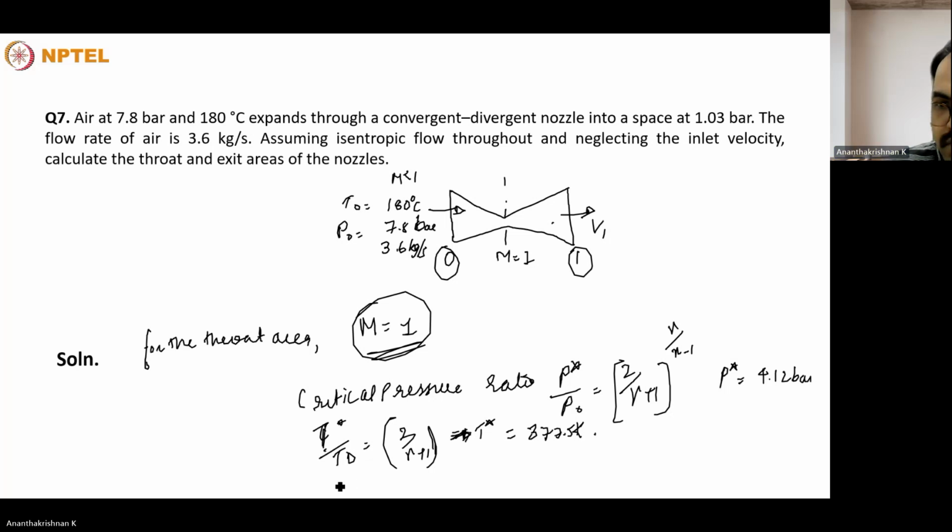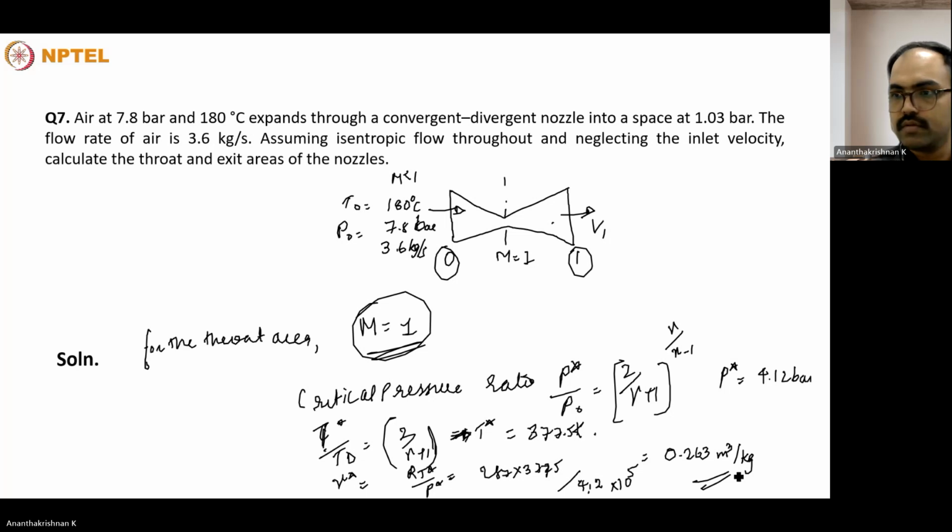And then we'll find the value of the specific volume at the critical point using the equation PV equal to RT. So v is RT divided by P star. That will be equal to 287 into 377.5 divided by 4.12 into 10 power 5. That will be equal to 0.260 meter cube per kg. So we know the specific volume at the midpoint as well. Now we need to do a bit more analysis to get the throat area and the exit areas.